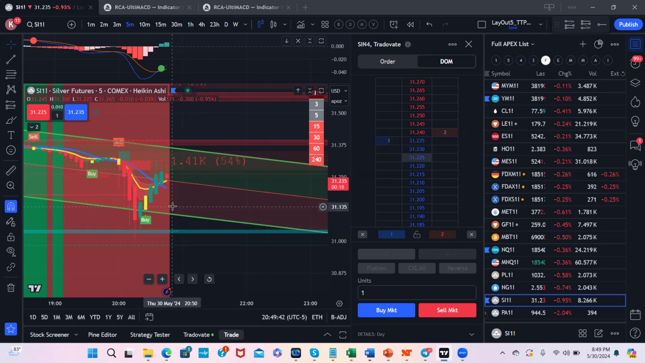Because overall silver is bearish. When it was going down, we took some profits. Again, it bounced back and touched the sell zone. Again, if we get a sell signal now, we can enter a short again. It may come all the way down.